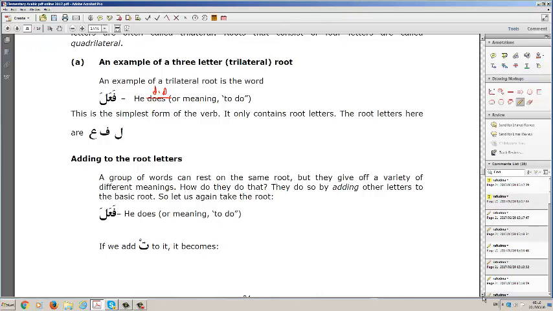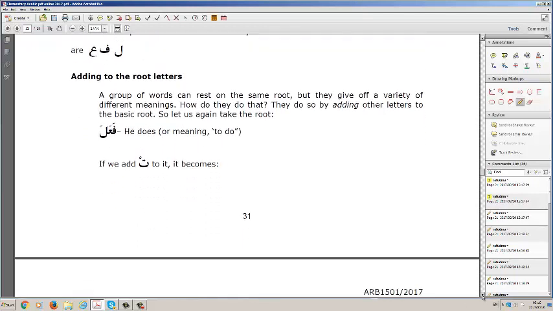But the important thing for our lesson is that when you add to these root letters, such as fa'ala or kataba, the words start taking on different meanings. Okay? And how do they do that? Okay? You add various things to these root forms. Again here, just the correction, he did. Okay, not he does, he did. And it also means to do.